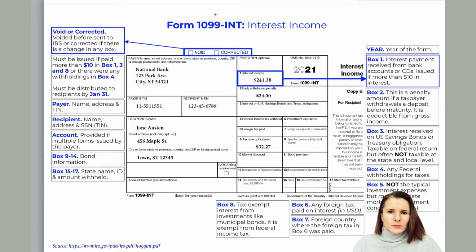So the 1099-INT interest income form, many people receive it because many people have bank accounts, checking and savings accounts. It must be issued if you have more than $10 in box 1, 3, and 8, or there are any withholdings, and you should receive it by January 31st. Now, many times you will not receive it when it's less than $10.